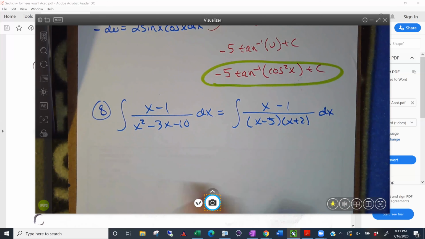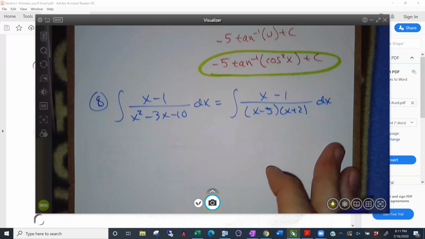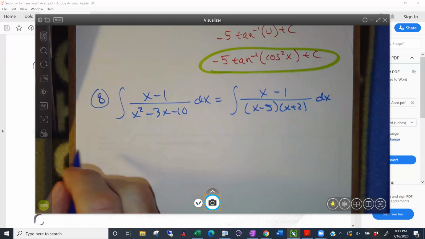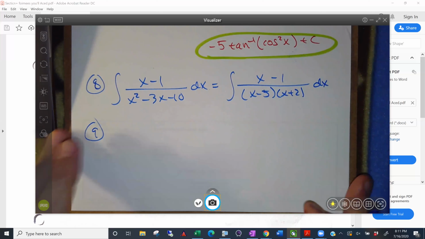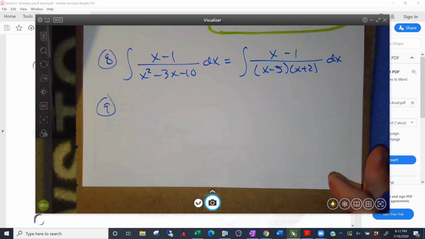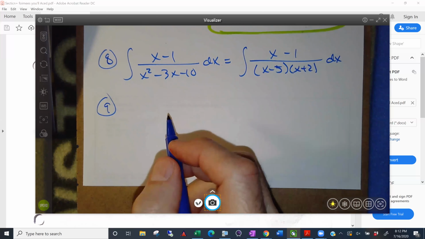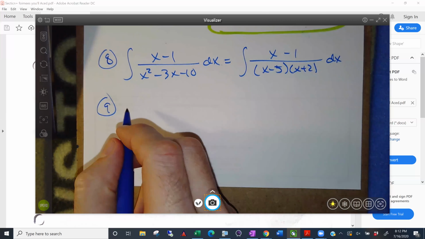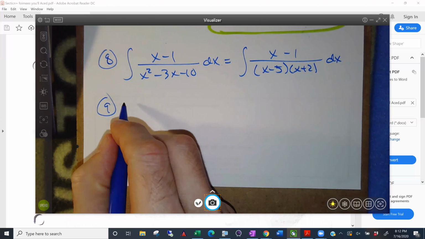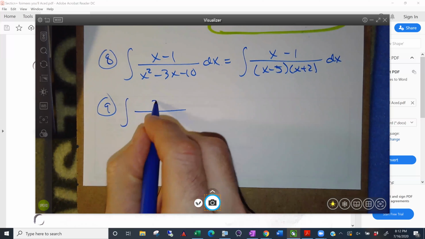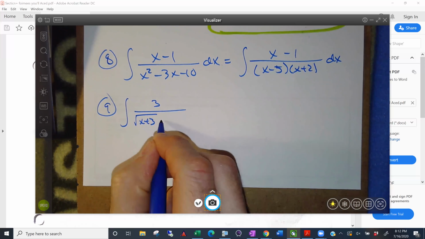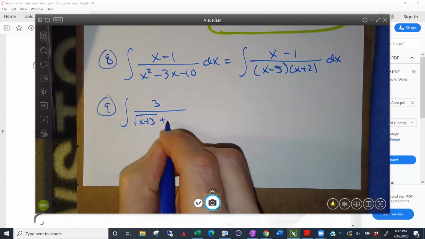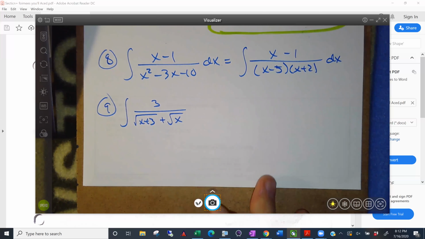Let's try another one. And again, this is not one that I'm going to completely do. I'm saving up all our energy for the last one. And we're getting close to the last one. I think I promised 10 problems. We're going to do that. So let's take a look at the integral of 3 over the square root of x plus 3 plus the square root of x dx.